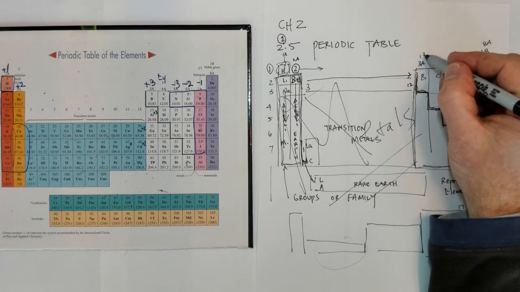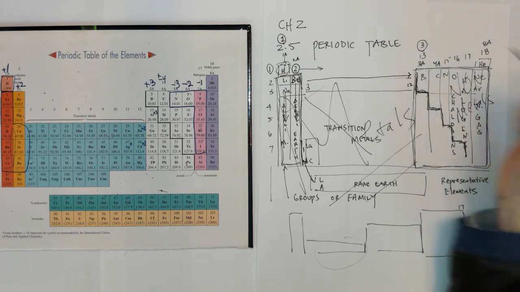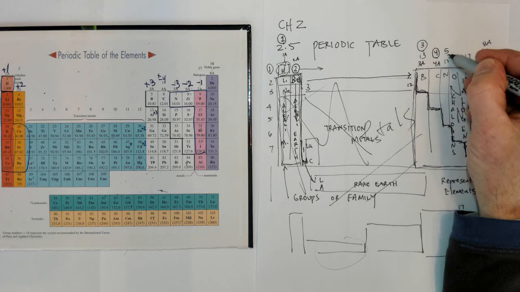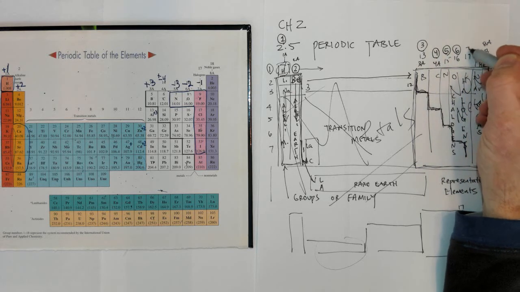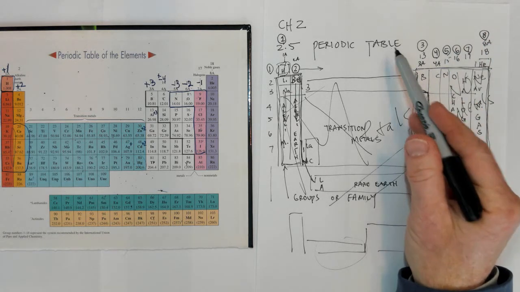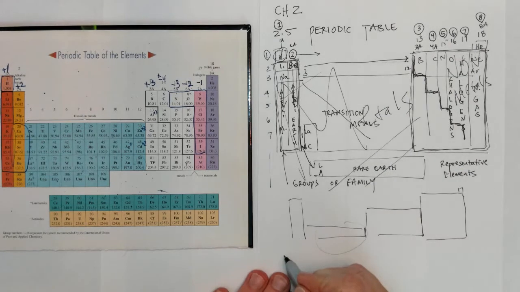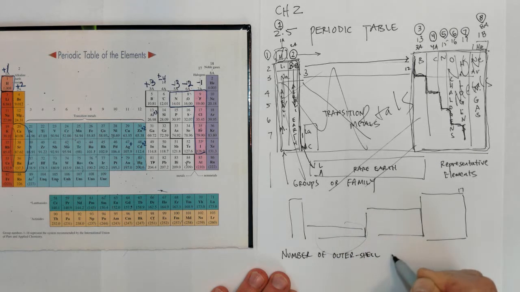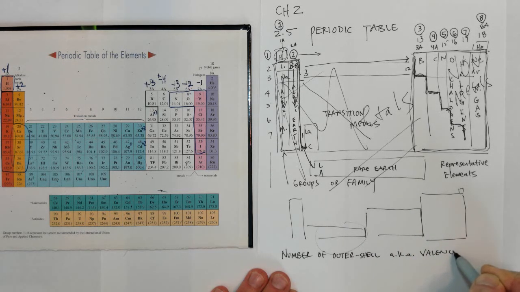In group 13 right here, it has 3 outer shell or valence electrons. Group 14 has 4 valence electrons, 15 has 5, 16 has 6, 17 has 7, and 18 has 8. And so the circled numbers right up here indicate the number of outer shell, aka valence electrons.